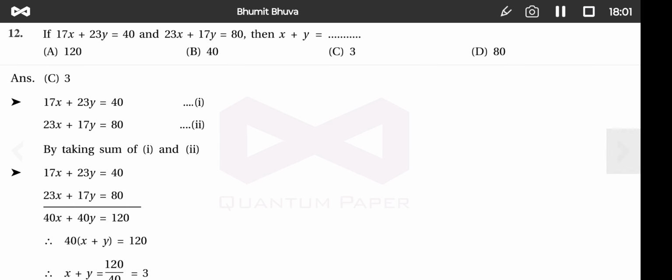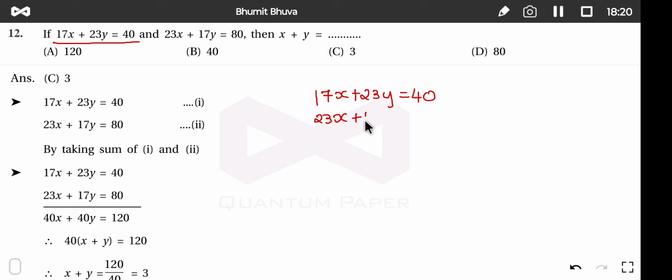Look at the next question. Okay. The next one is 17x plus 23y is equal to 40. This is also an important question. And the second equation is given, 23x plus 17y is equal to 80. So the question is to find out what x plus y is. Okay. So there are two types of question. Either you have to find out x plus y, or you have to find out x minus y. Okay. So both are easy.